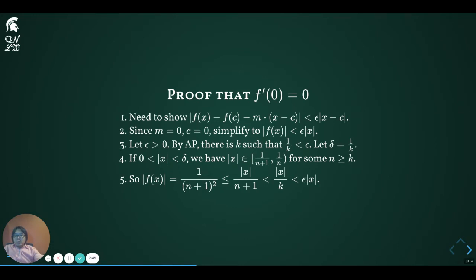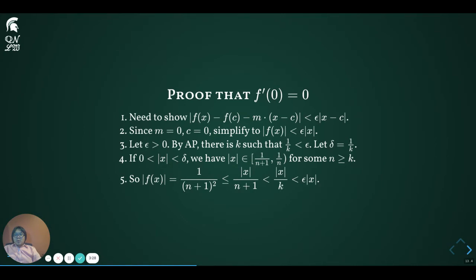In step 1, we just recall what our goal is. We need to show that the difference between the function and its best linear approximation can be made arbitrarily small. Since my goal is to show that the derivative is 0, we can set m, the slope of the linear approximation, to be 0. And the center c is also 0, since this is the point at which we wish to compute the derivative. So the inequality we hope to prove simplifies to |f(x)| < epsilon times |x|.